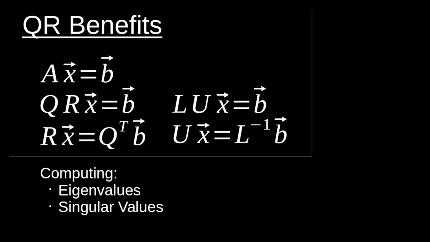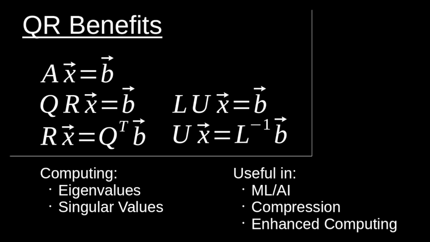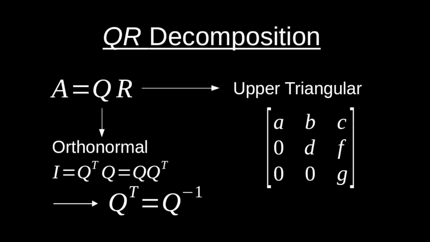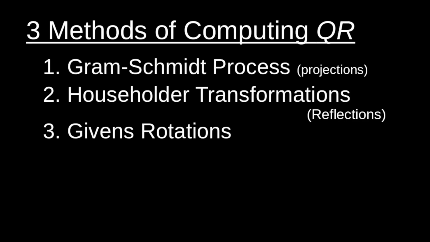We're going to use QR to compute eigenvalues and singular values, which are incredibly important in their own right. In my background in physics, you need to understand eigenvalues, so any of the physicists that are watching this, I mean, eigenvalues are important. They're important in a lot of different applications, but more particularly, QR is going to be seen a lot in machine learning and AI type use cases. It's going to be used in things like compression algorithms. So folks, that is the QR matrix decomposition and the three different methods of how we can compute it.